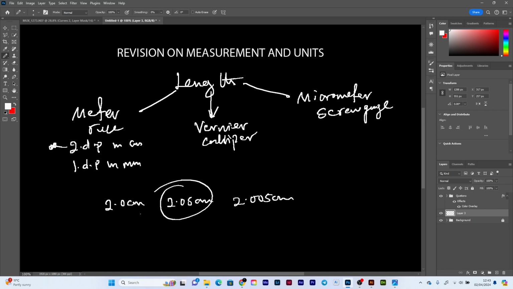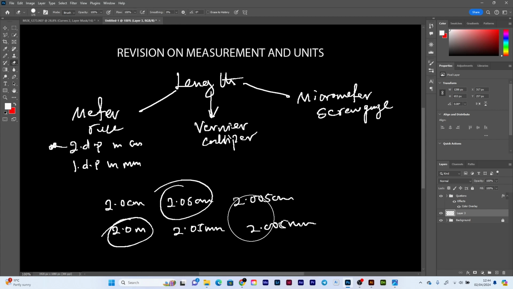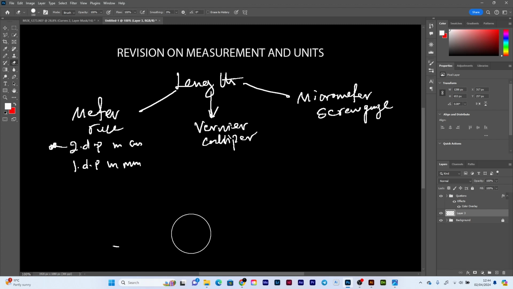However, if these things are in millimeter, 2.0 millimeter, 2.05 millimeter, 2.005 millimeter, then this is going to be the right answer. So these are things that examiners want to test you on, and you have to understand them in order to handle them successfully. I hope you understand this now. So we are done with meter rule when it comes to number of decimal places.